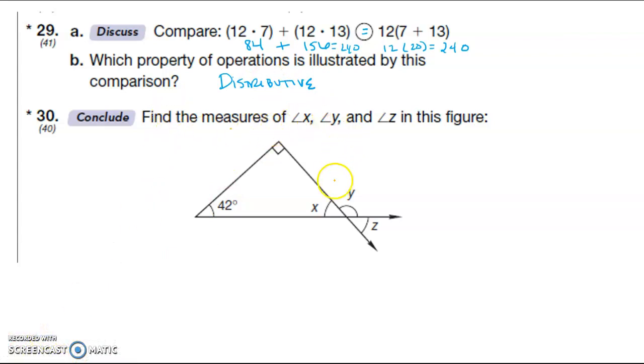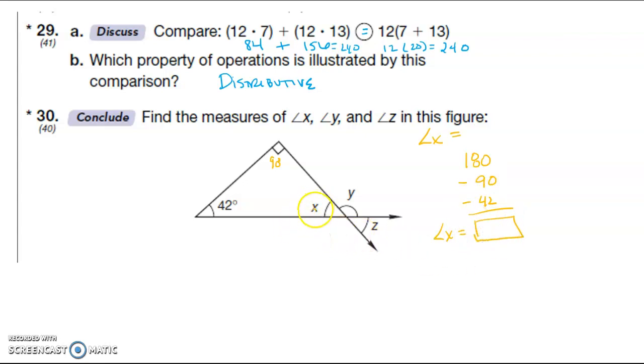All right, so find the measures of angle x, y, and z. So to find angle x, I know that in this triangle I have 42 degrees here, I have 90 degrees here, and I have x degrees here. In any triangle, all of the angles are going to add up to 180. So I'm going to have to subtract 90 degrees and subtract 42 to get whatever my angle x is going to equal.